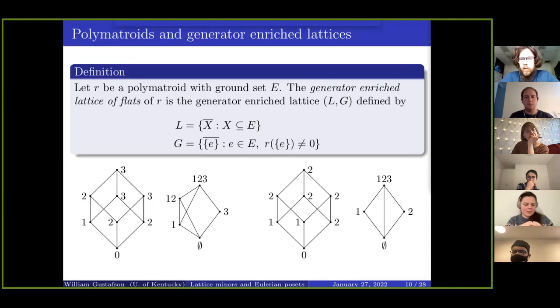On the right is another example. And here we have 1, 2, 3 as the generator because that's the closure of the atom on the right, singleton 3.